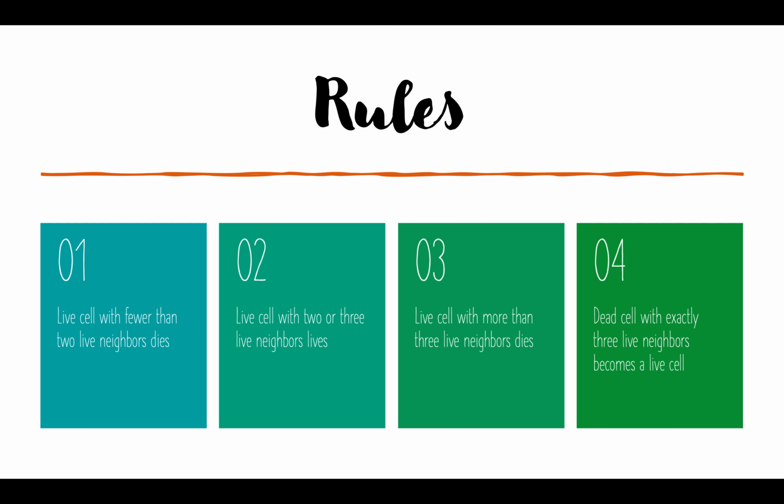So the first one is the live cell with fewer than two live neighbors dies. The second one is live cell with two or three live neighbors lives. The third one is live cell with more than three live neighbors dies. The fourth one is the dead cell with exactly three live neighbors becomes a live cell.